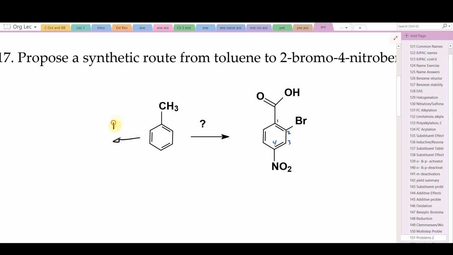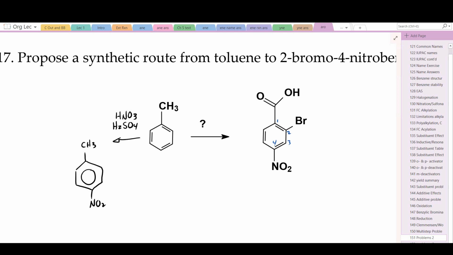How do we nitrate? Sulfuric acid and nitric acid mixture will nitrate the aromatic ring. Now, where's that going to occur? Well, the methyl group is ortho-para directing, so one of the major products will be para to the methyl group. So now we have para-nitrotoluene.